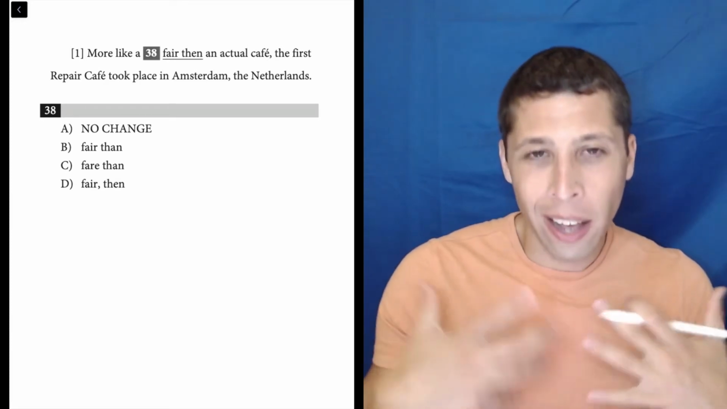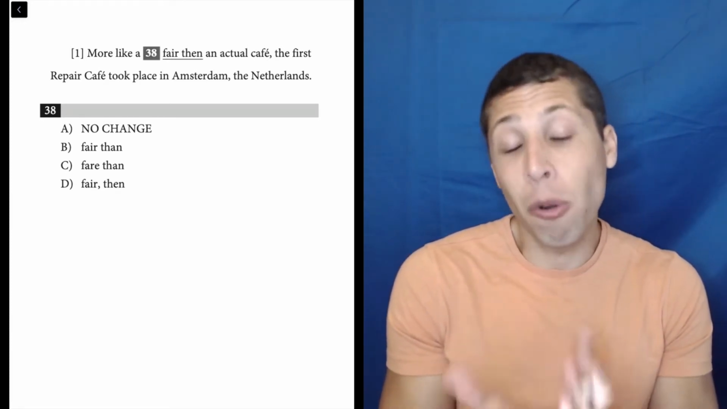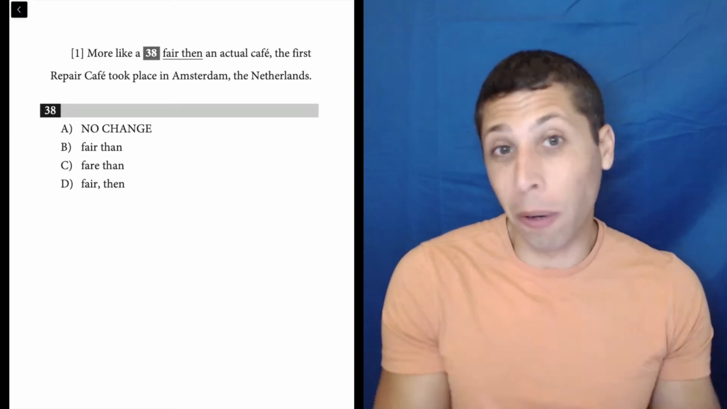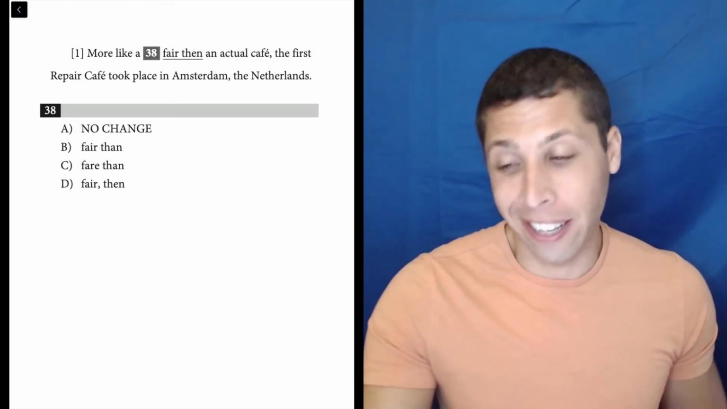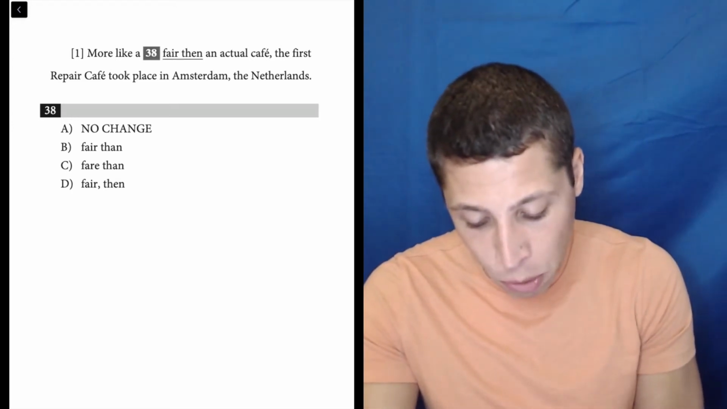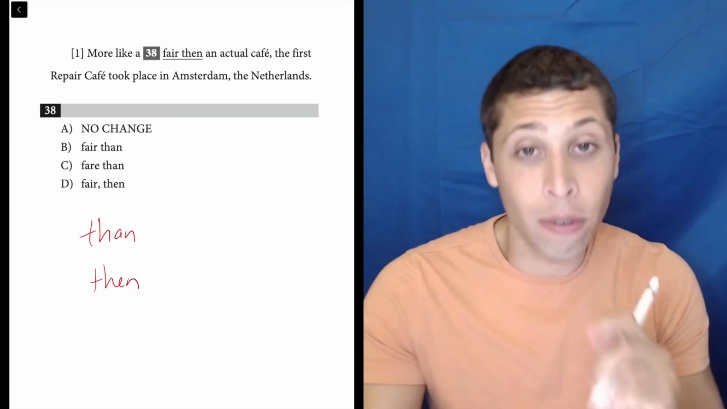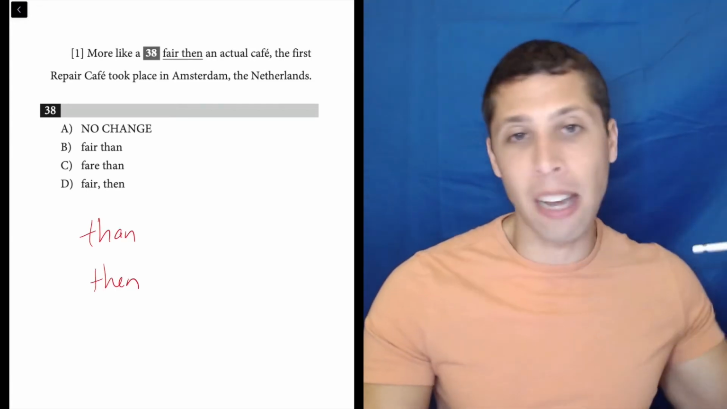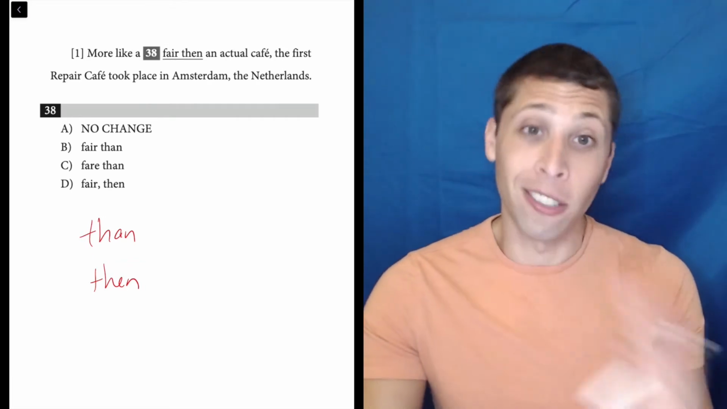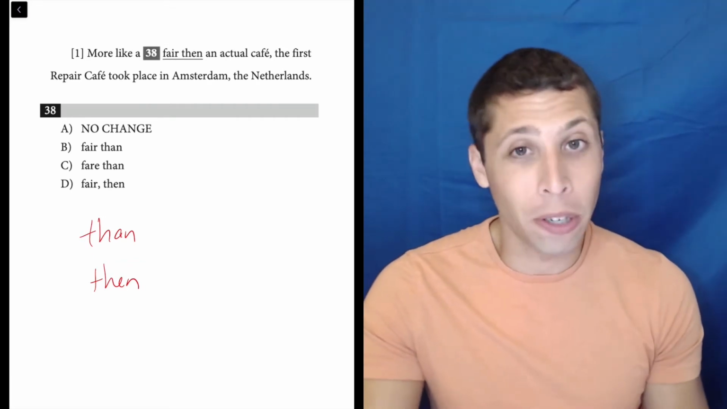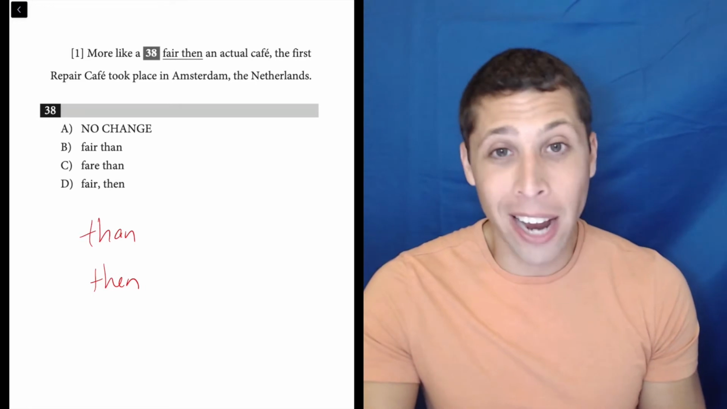And so I think the key piece here is just to focus on the thing that's maybe more memorized, that's more common. And that's going to be the difference between than and then. You need to know this. This is one of those things that could easily come up again on your own SAT, and it's just good to know for life. You will use these words a lot in your writing, and so you need to know the difference.